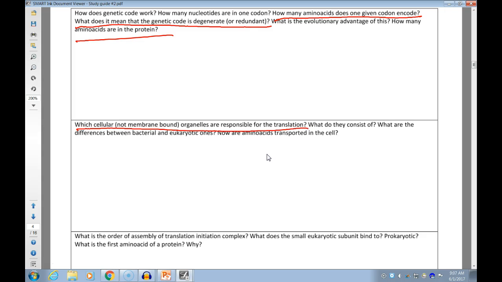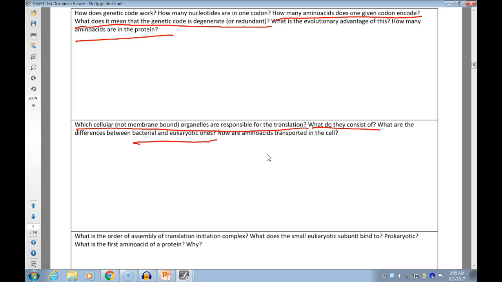Where does translation happen? Ribosomes. I specifically say non-membrane bound because I don't want to focus on eukaryotes too much and talk about endoplasmic reticulum. They consist of what two types of molecules? Small unit and large unit, but at the molecular level they are RNA and protein.